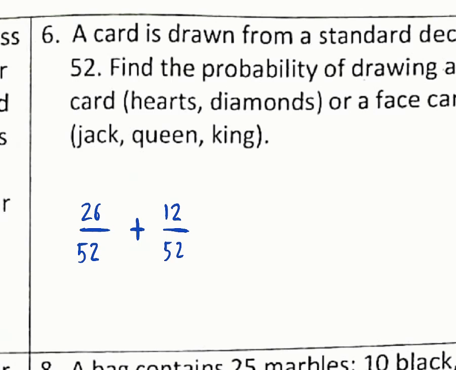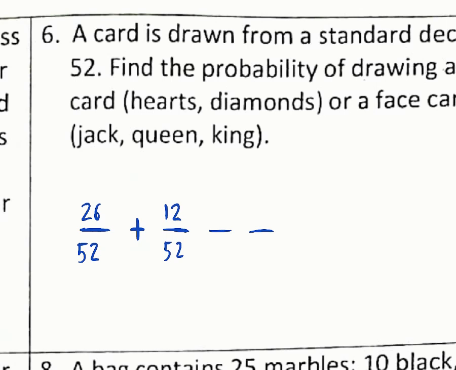Now, here's my question. Do we have red cards, that was my first category, that are also face cards? Yes. You see, there's overlap. There are certain cards that fit in both categories. When there are cards, or whatever your thing may be dealing with, that fit in both categories, you have to subtract that overlap at the end. That's the concept of inclusive.